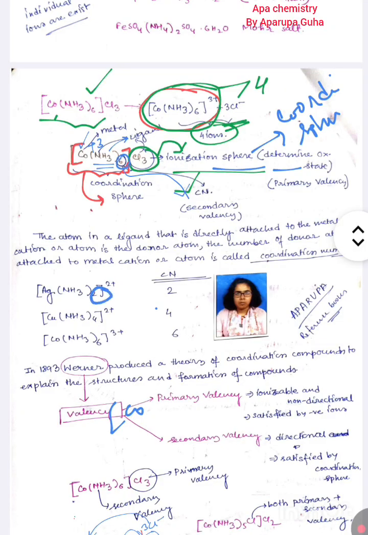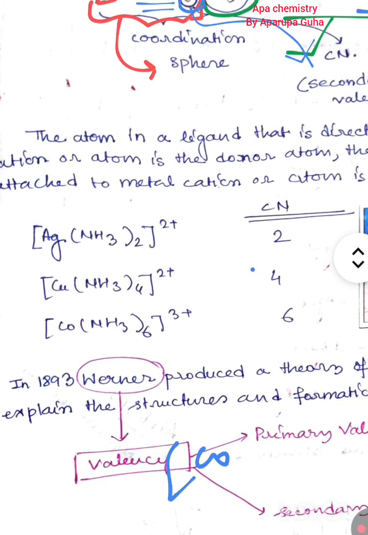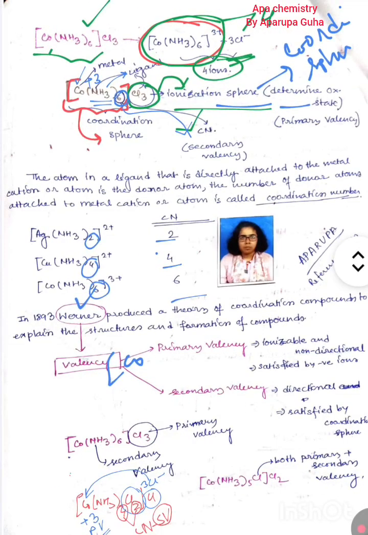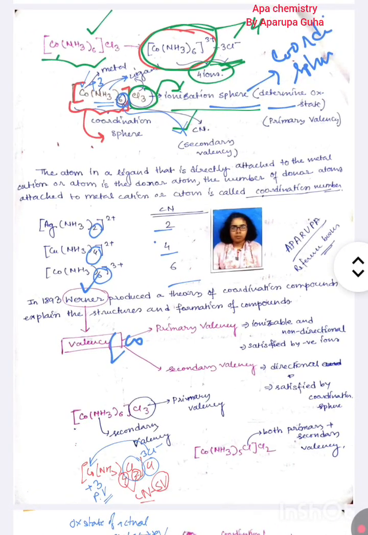Now there must be a coordination number. Coordination number 2. Okay. There must be coordination number 4. Okay. Coordination number 6. Now 1893, Werner, that is a famous scientist who produced a theory of coordination compounds, explained the structure and formation of compounds. I already said primary valency means ionizable, non-directional. Ionizable means only the anion plays the role, because only the anion determines the actual oxidation state of the metal. And this actual oxidation state of the metal is called primary valency. And this primary valency is only satisfied by anions. This anion may be outside of the coordination sphere or inside of the coordination sphere, and it is satisfied by negative ions.